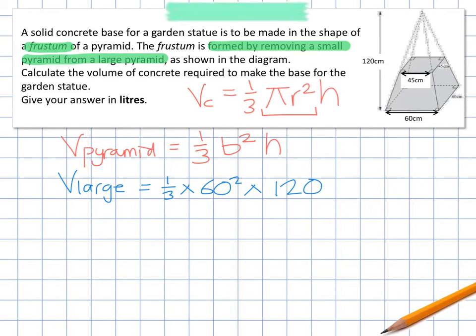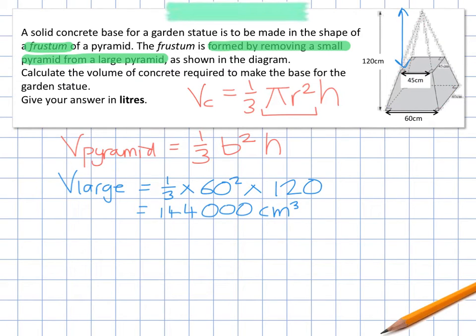So popping all that into the calculator gives us 144,000 centimetres cubed. Okay, so now theory says that we should be able to work out the volume of the bit that's been removed, and then we can subtract that from the figure of the large one that we've just worked out. Now the only problem we've got at the moment is that we don't know the height here of the small pyramid. We know the base, that's 45, but we don't know this height.